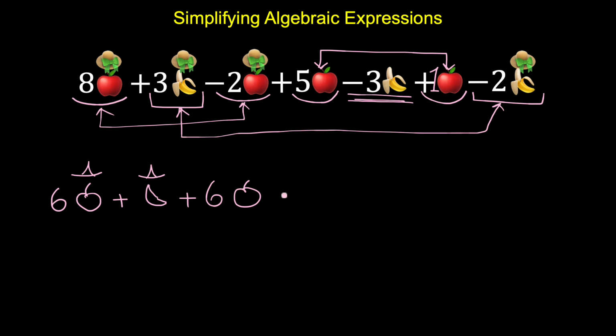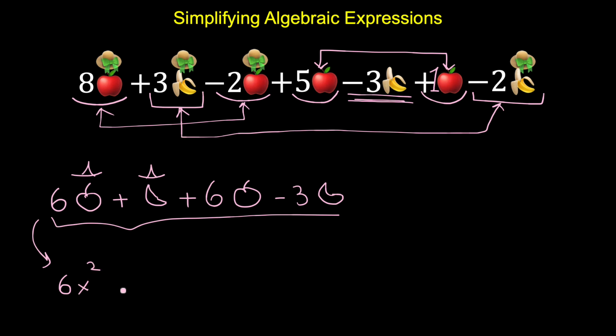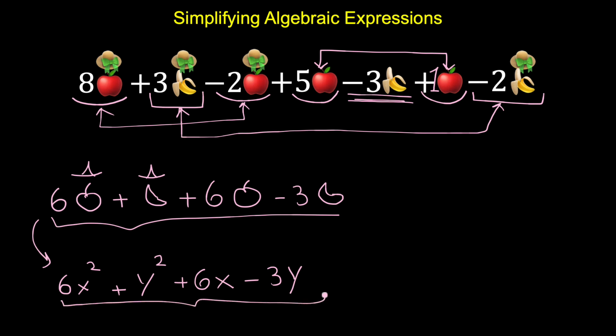And for the last term, we have -3 banana. And here is our simplified expression. And the real expression is something like 6. And you remember that apple with hat is x squared, banana with hat is y squared, and apple is x, so 6x minus 3 banana, which is y, so -3y. And this is our final simplified expression.